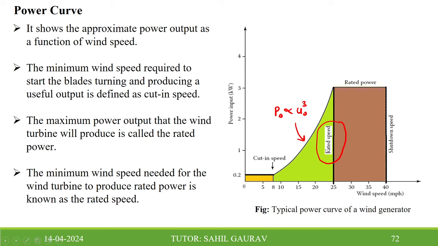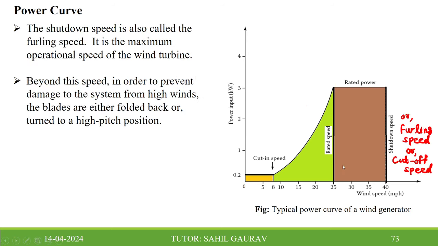At cut-in speed, at rated speed, and in between, you need to compute the power extracted from the turbine based on the wind speed. Before cut-in speed, the power output is minimal, or you can say zero. After rated speed, it gets saturated till the shutdown speed. After shutdown speed, you have to shut down your wind turbine, otherwise it gets damaged. Shutdown speed is also called furling speed or cutoff speed. So that's all from my side.